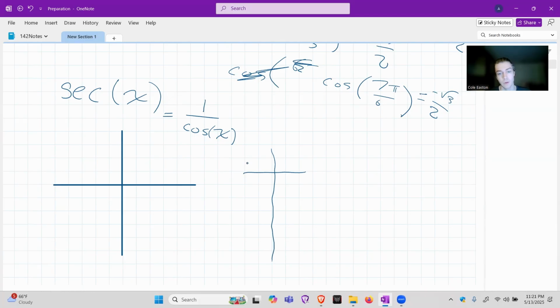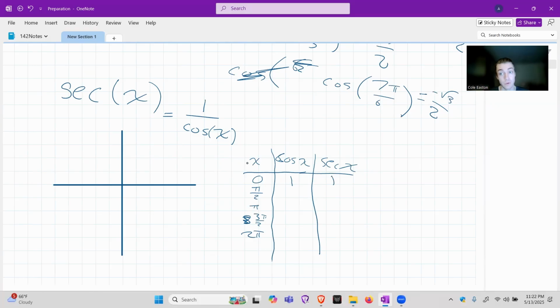So this is going to be our x, we'll actually do 3 columns. We'll do x, we'll do cosine of x, and then we'll do one more here for secant of x. So we'll go 0, pi over 2, pi, this will be 3 pi over 2, and this will be 2 pi. Okay, so cosine of 0 is 1. So that means secant, 1 divided by 1, is 1.